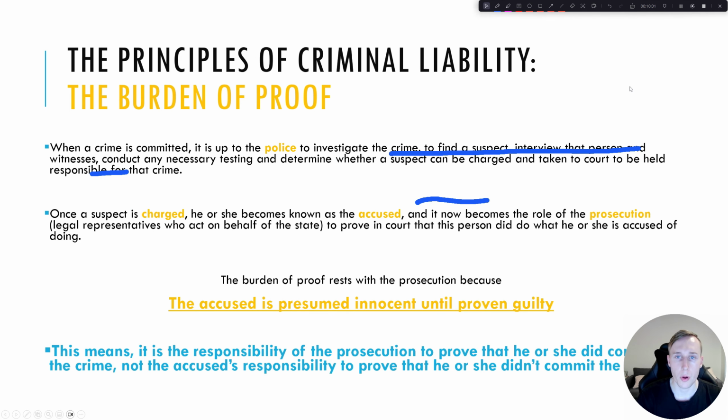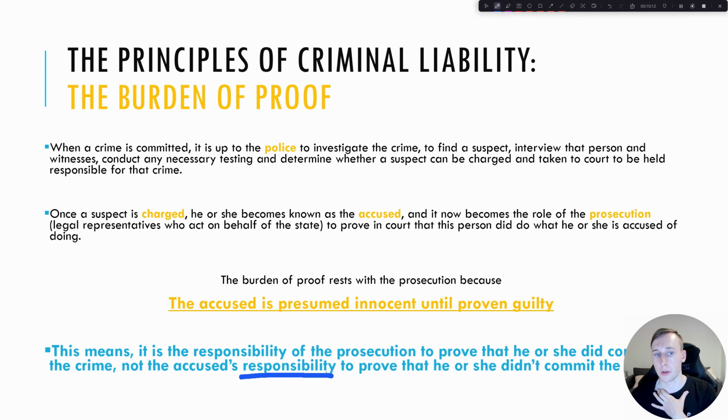Moving on to the burden of proof. Essentially what you want to see in your answer is who has the responsibility to prove that someone has committed a crime. In a criminal case, every single time, 100% of the time, the burden of proof, or the responsibility, always rests with the prosecution. And I want to stress this blue part here. The burden of proof means that they have the responsibility to prove that he or she did commit the crime, and it's not the accused's responsibility to prove that he or she didn't commit the crime.